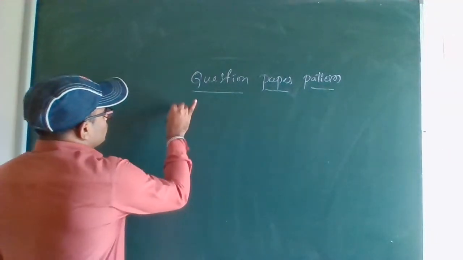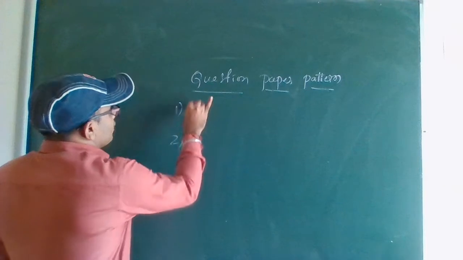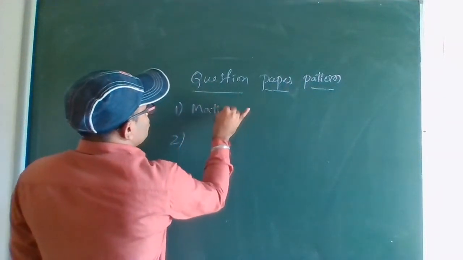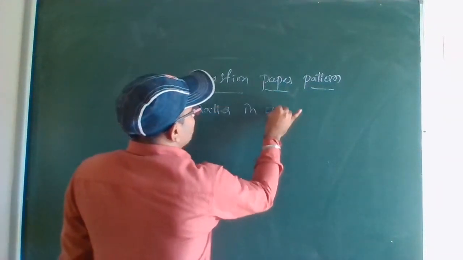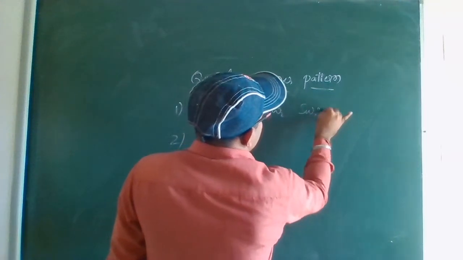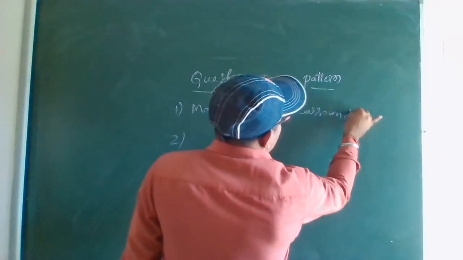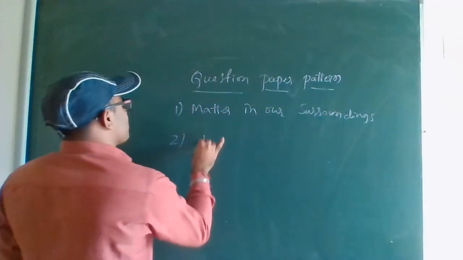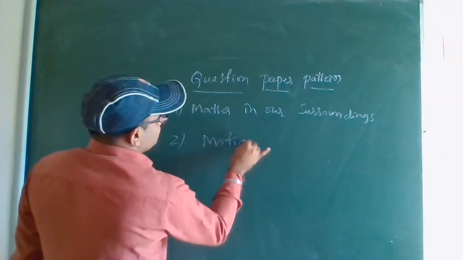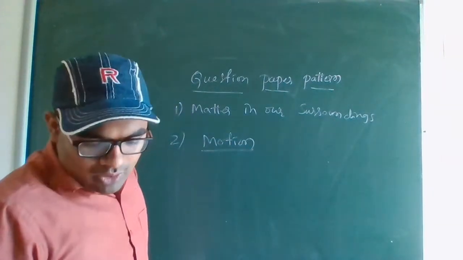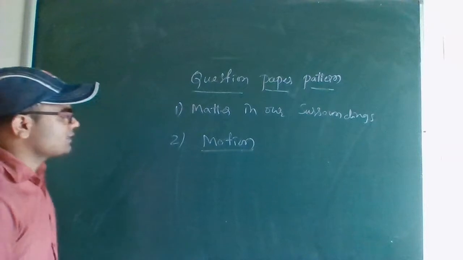So your two portions will be like this: matter in our surroundings and motion. Matter in our surroundings, and the second chapter is motion. Okay, and I will discuss how many questions will come.